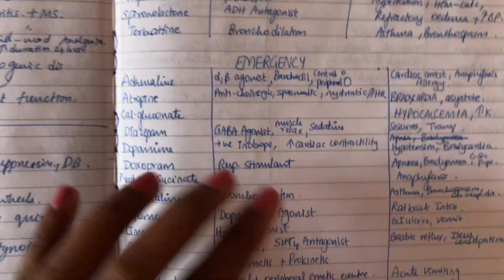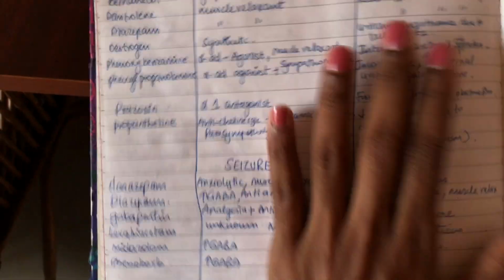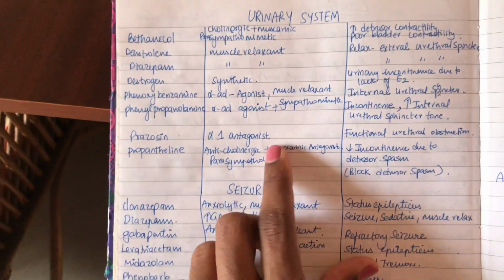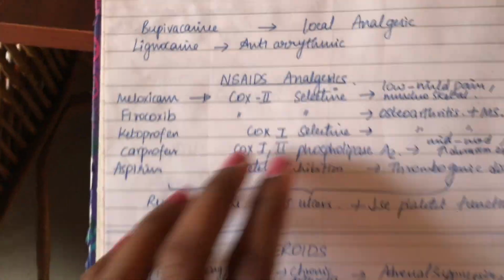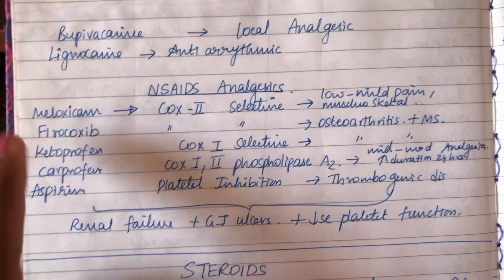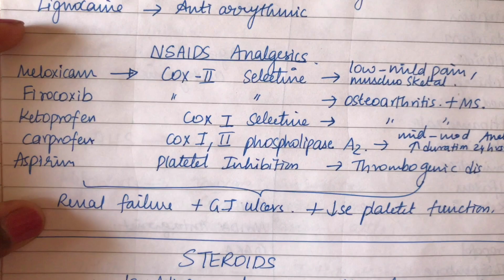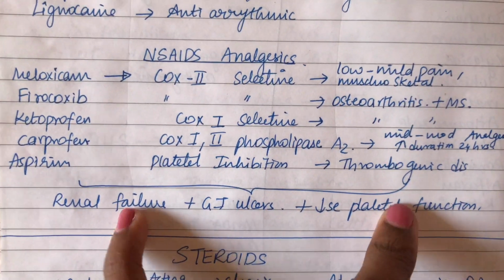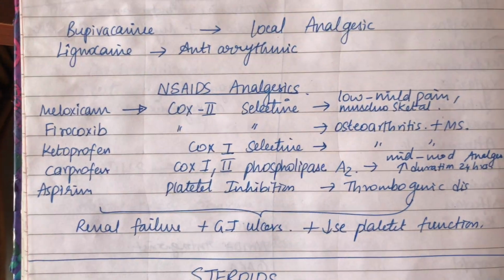Similarly, I have made one for emergency conditions, and here I have made notes for urinary system drugs and seizure management drugs. And here I have condensed all the information that I need to remember about NSAID drugs. I classified NSAIDs based upon their mechanism of action, and also written the general side effects of NSAID drugs.